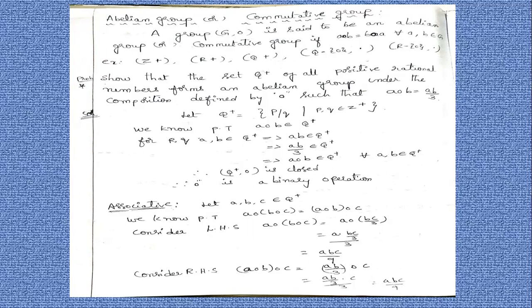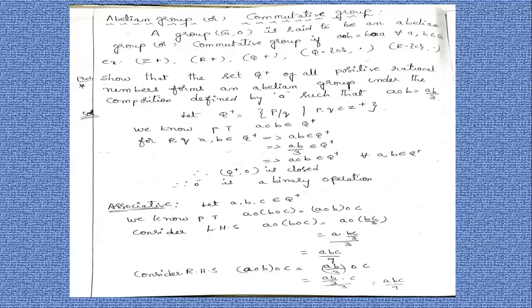Next, we are discussing some problems. Listen carefully. Show that the set Q⁺ of all positive rational numbers forms an abelian group under the composition defined by ∘ such that a ∘ b equals ab/3. What are we given? Show that the set Q⁺, that means positive rational numbers, forms an abelian group under the composition defined by ∘ such that a ∘ b equals ab/3.